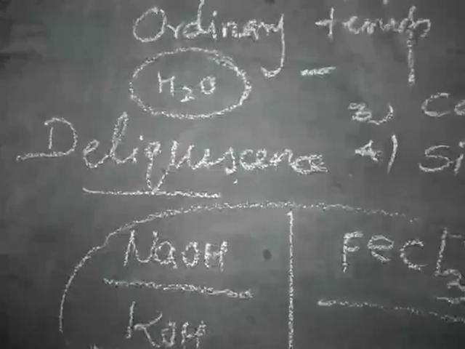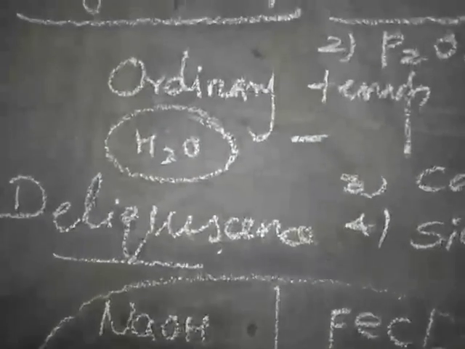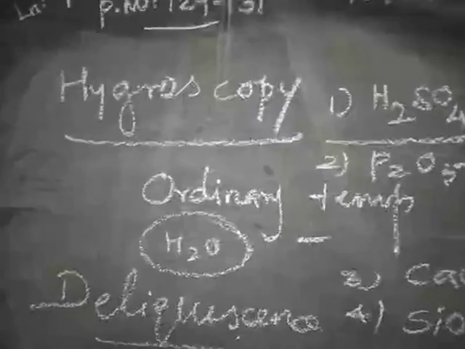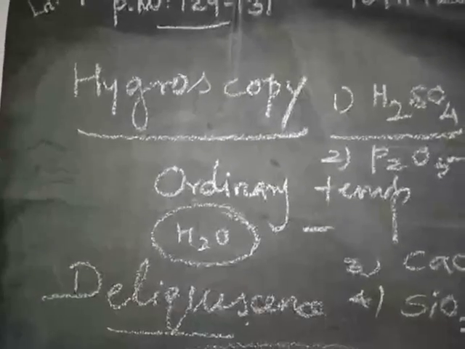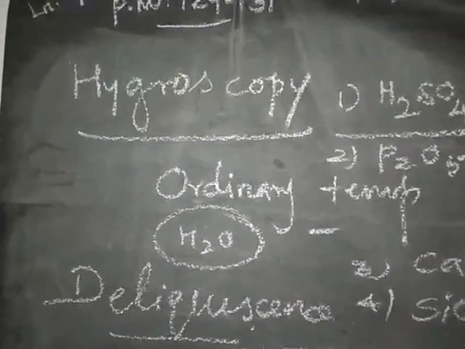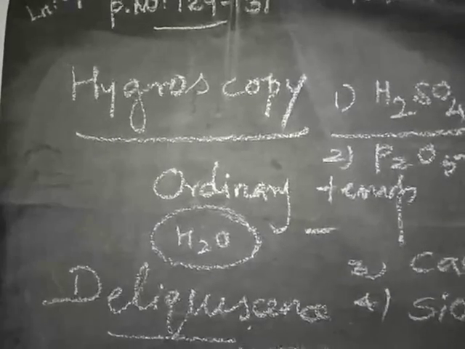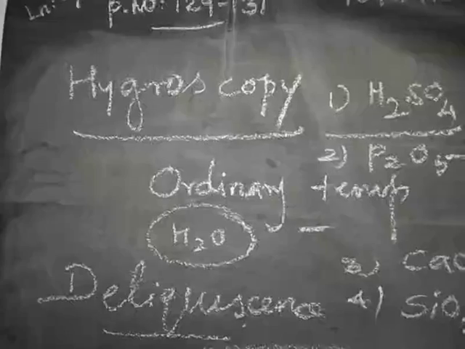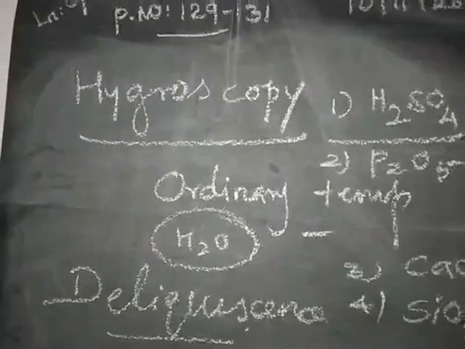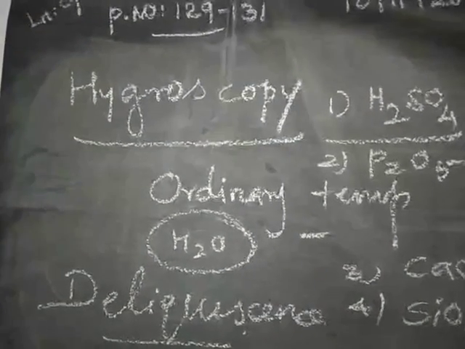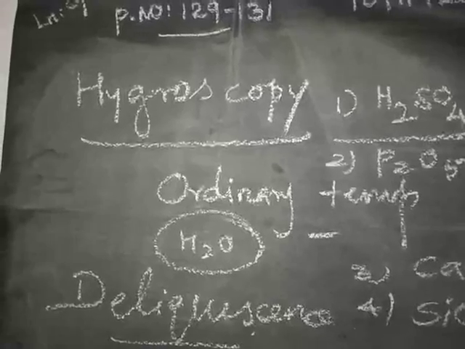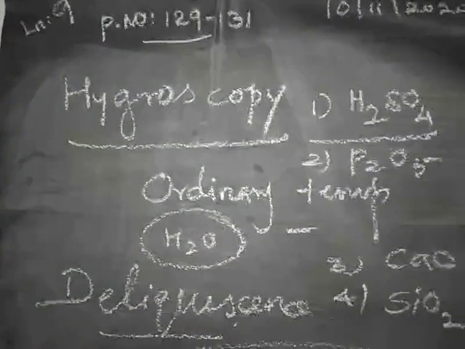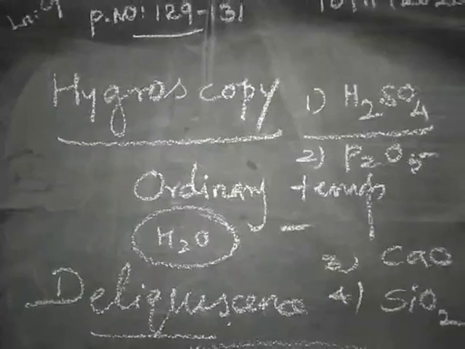Fourth point: in our textbook only 3 points are given, so you have to add one more point. Hygroscopic substances may be amorphous solids or liquids, but deliquescent substances are mostly crystalline solids. You have to make these 4 points in a tabular column format. That is the difference between hygroscopic substances and deliquescent substances.